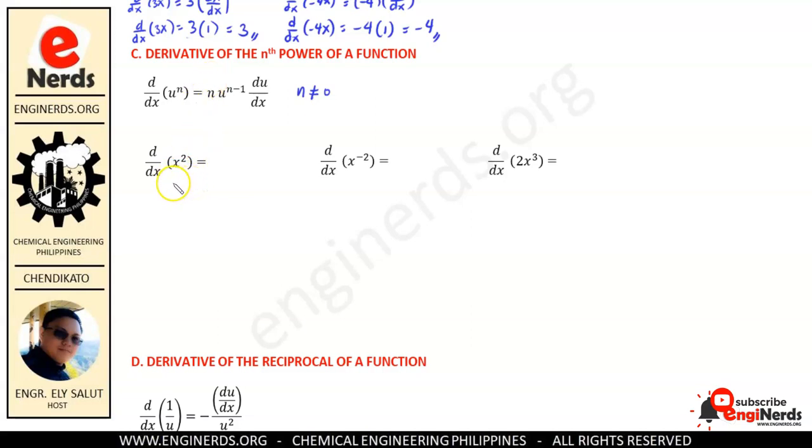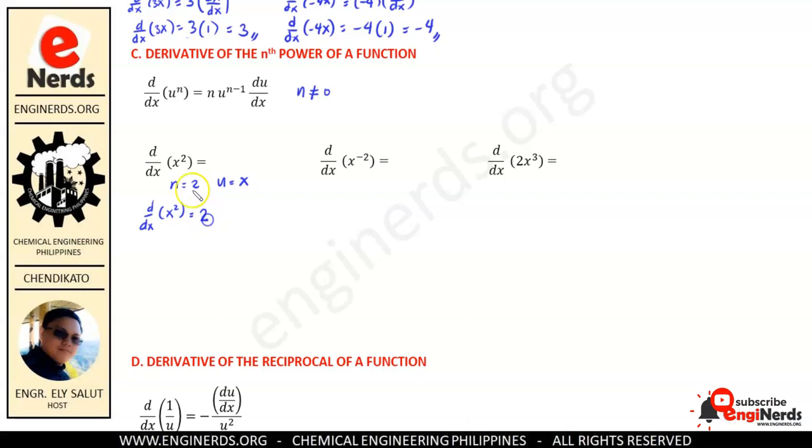So, in here, our n is equal to 2 and our u is equal to x. So, we have here d over dx of x squared is equal to, so our n, so ano ba yung value ng ating n?